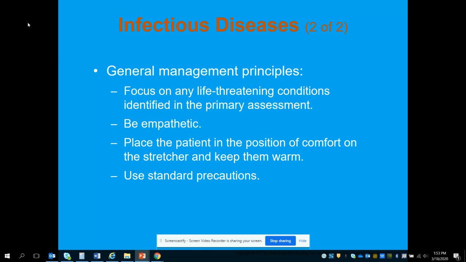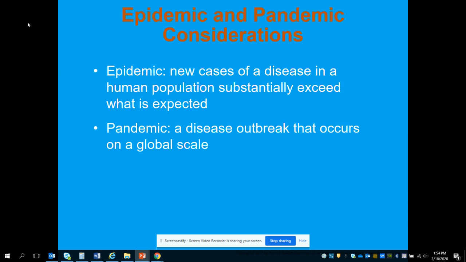We always want to look and see if there's anything that needs to be addressed with the A, B's, and the C, so airway, breathing, and circulation. We want to be empathetic to the situation and make sure that we're putting ourselves in that patient's shoes and treating them the way we want to be treated. We also want to place the patient in a position of comfort whenever possible and keep them warm, and that goes for most every patient that we come into contact with, especially medical patients where you don't have that concern of spinal immobilization. Position of comfort is the best way.